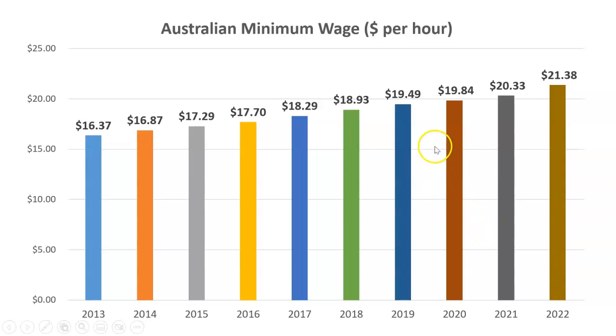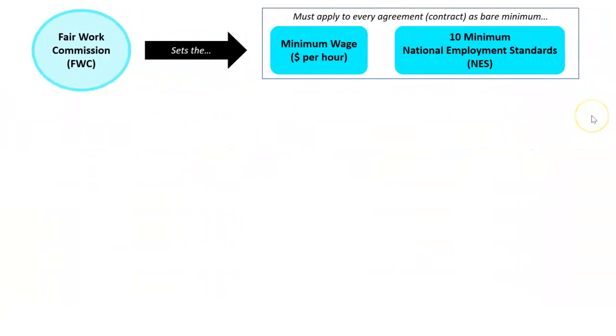And we can see some years it goes up relatively quite a bit. So from 2021 to 2022, it went up over $1 because we've got very high inflation at the moment. But you can see in 2020, it didn't go up much at all. And that was, you got to remember, during COVID. So it was very difficult to offer people a pay rise. And that's how the minimum wage is set.